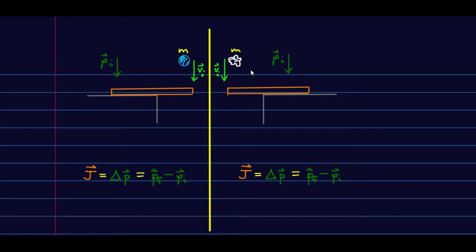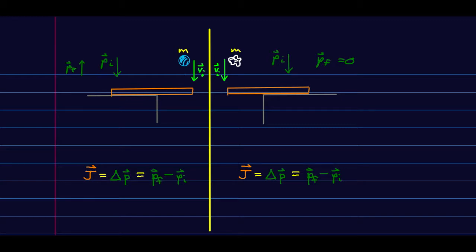And because their masses and velocities are the same, that downward momentum, the initial momentum, is the same for both. However, after the collision, the wad of paper is stationary, and so its pf is 0. But the ball is going to rebound at some upward speed, not as fast as it was going before it hit, but still some upward velocity.